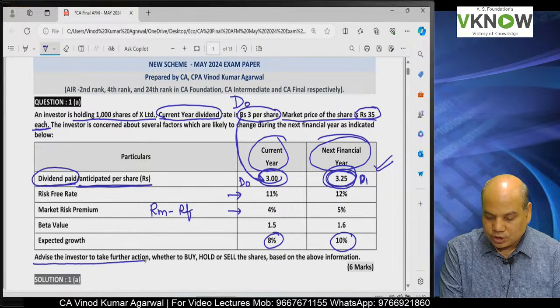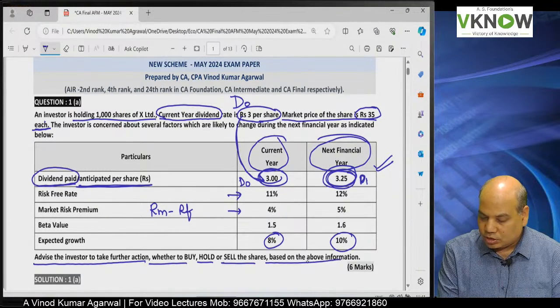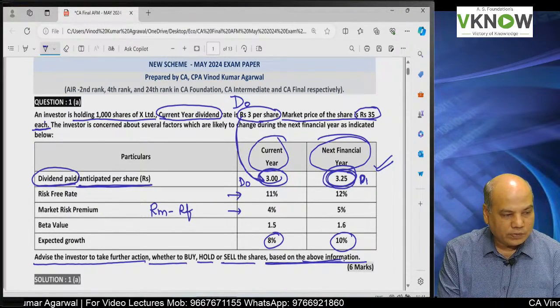Advise the investor to take further action whether to buy, hold or sell the share based on the above information. So what I'll do, I will solve it twice.